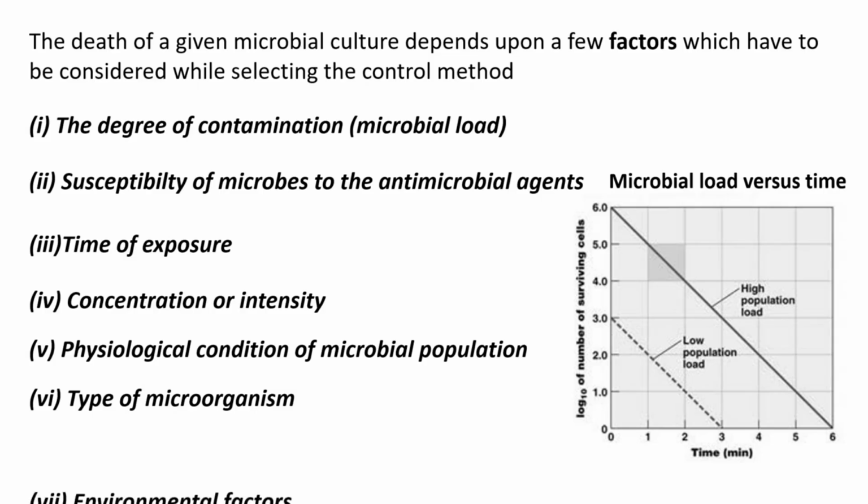The next factor is environmental factors. Many environmental conditions like temperature and pH influence the effect of antimicrobial agents. For example, the killing action of ethanol is greater at higher temperature than at lower temperature. Also, the presence of organic material like dirt, oil, saliva, blood, fat, etc. might interfere with the penetration of heat, chemicals and radiations and also inactivate the chemical disinfectants.